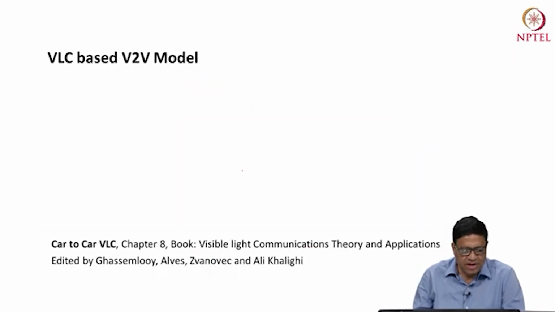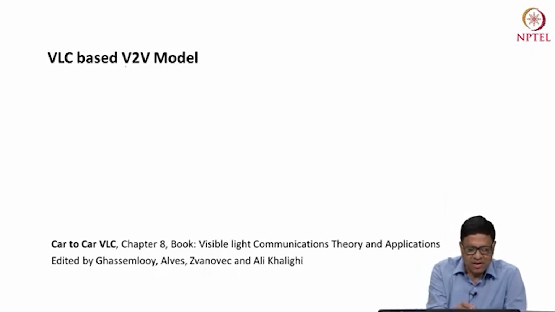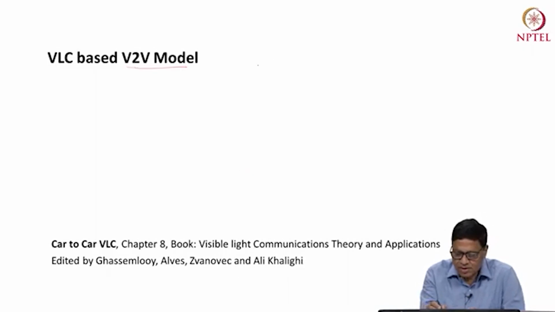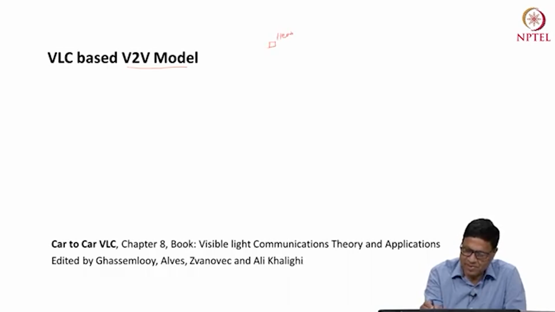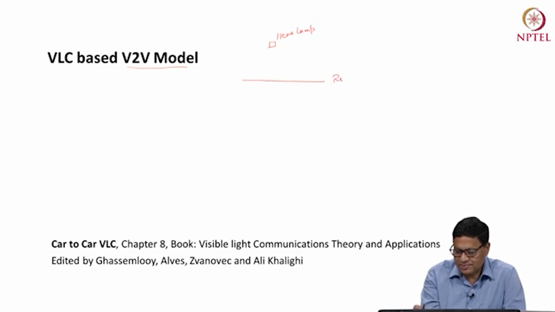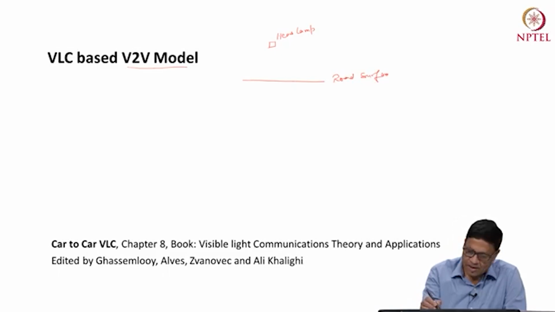Now let us try to understand a VLC-based V2V model. So suppose you have a LED here, the headlamp here. This is the car headlamp, for example. And this is a road surface. And let us consider a small area ds on the road.